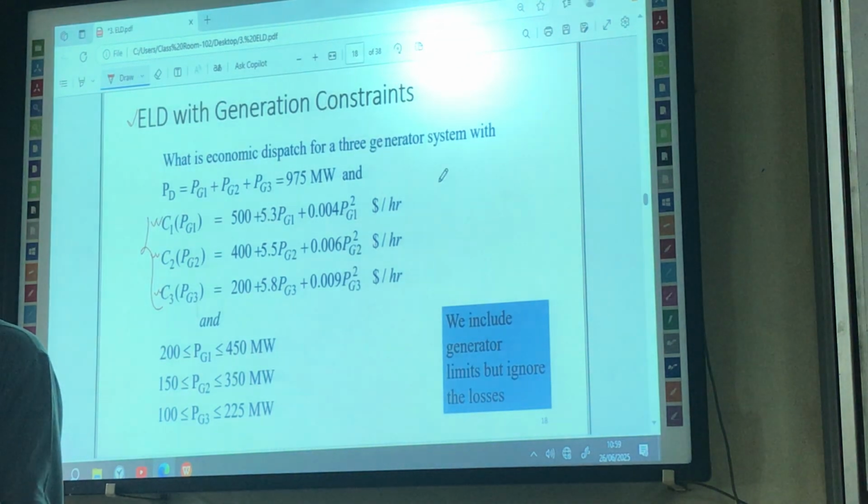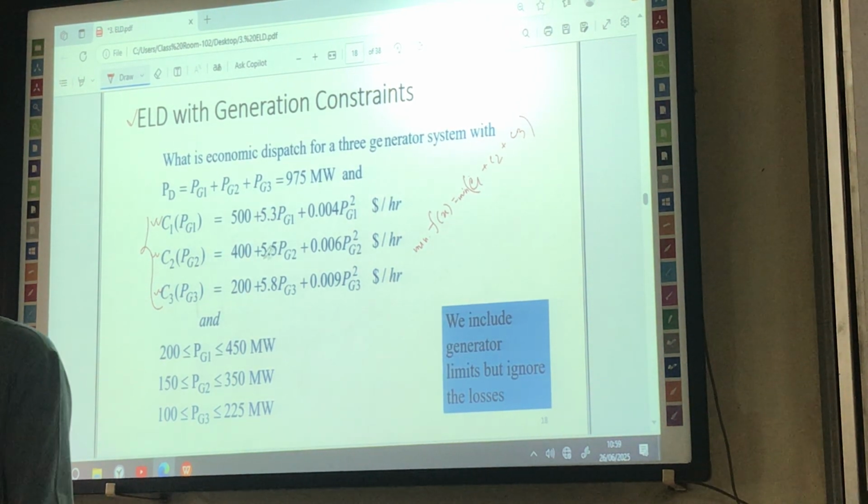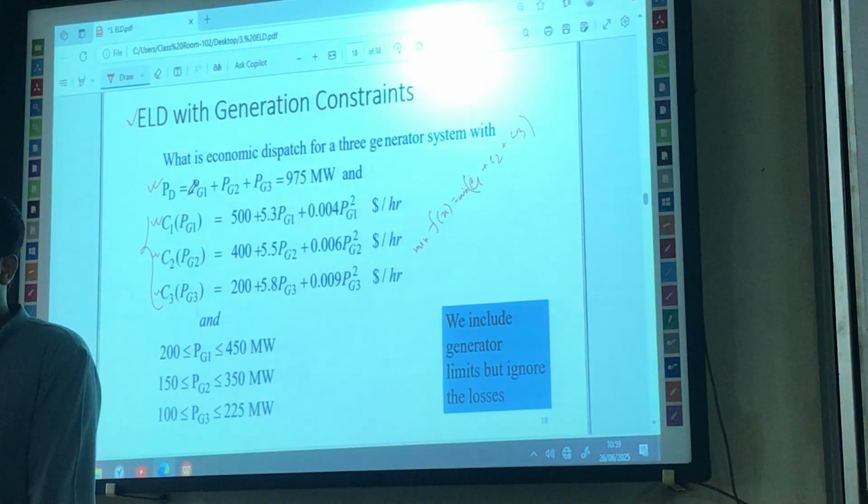So what will be our objective function? It will be f(x), the summation of these three, C1 plus C2 plus C3. The target is to minimize this, that means to minimize the summation of C1 plus C2 plus C3. So this is our objective. And this is the equality constraint, look: the summation of Pg1, Pg2 and Pg3 should match the PD of the load, that is 975 megawatt, given here in this problem.